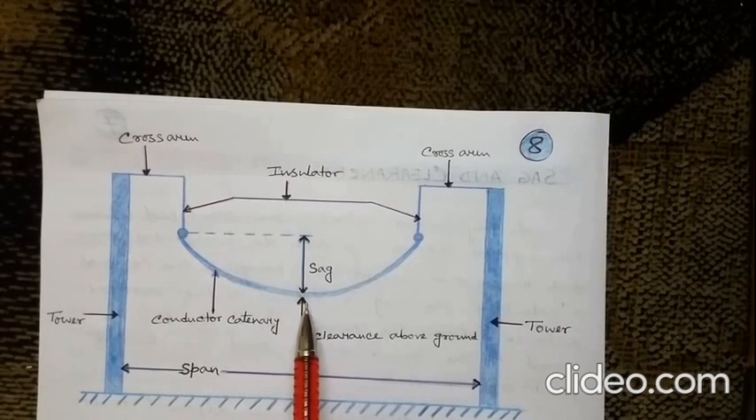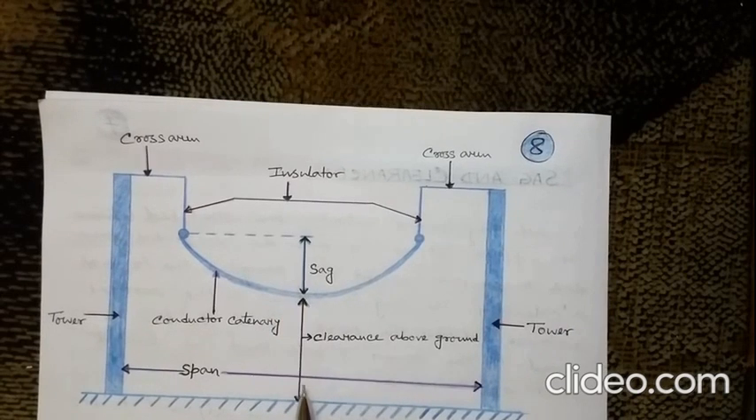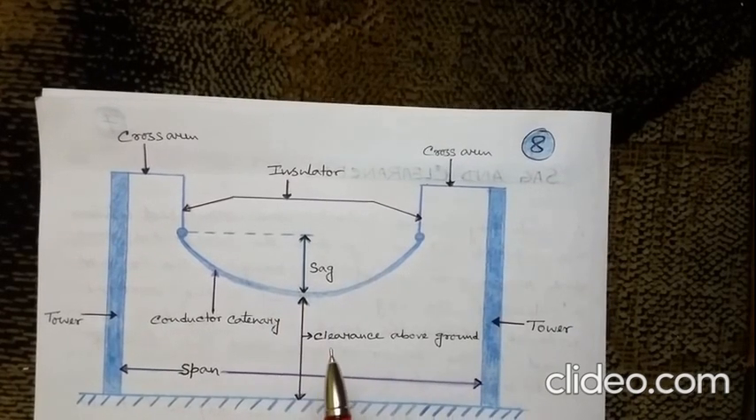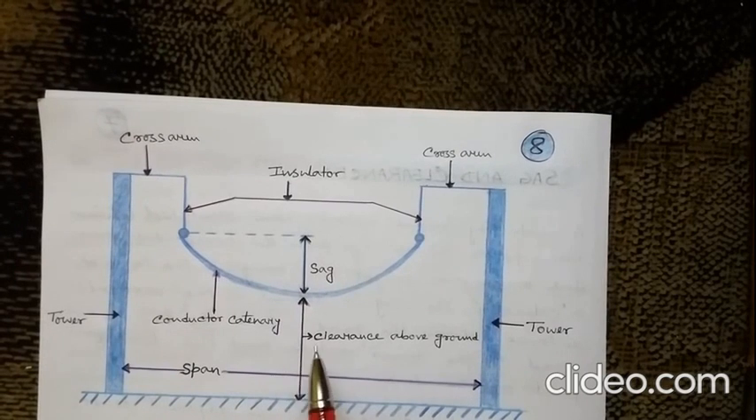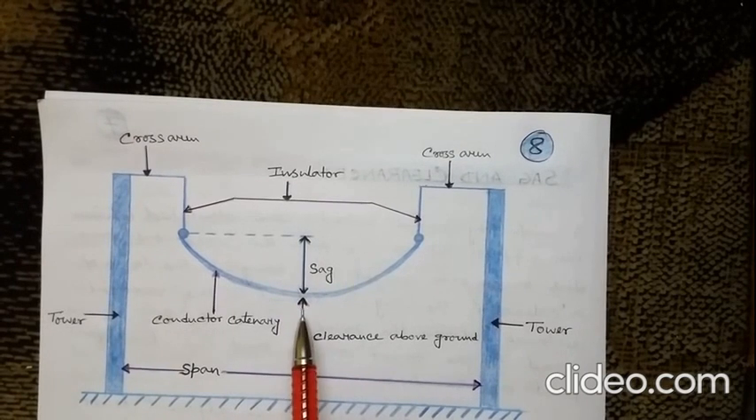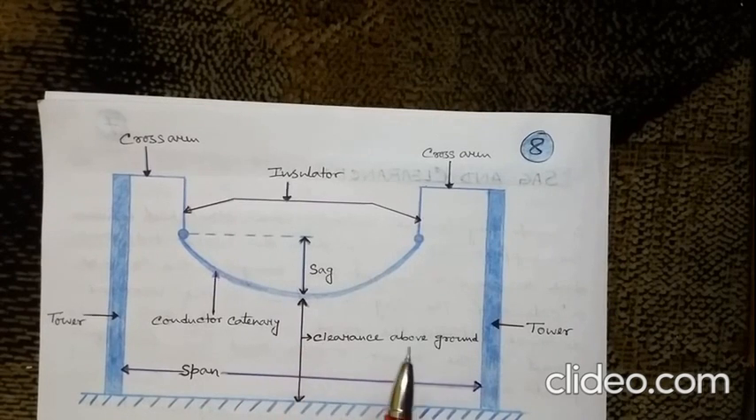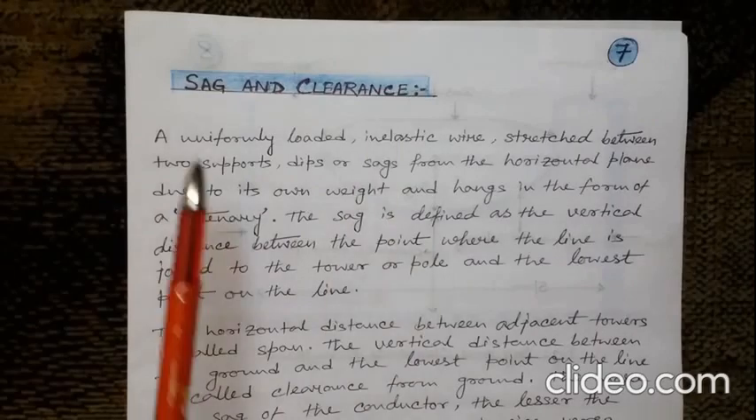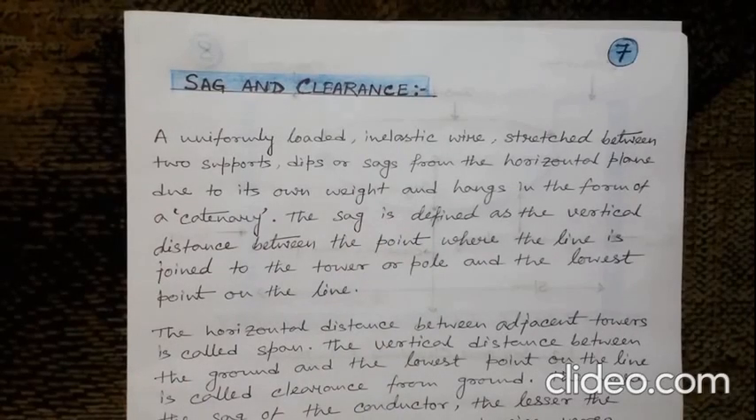The more the sag of the conductor, the lesser the clearance from ground, and vice versa. Now, it is necessary to maintain a certain minimum clearance above ground for the safety of human beings. And this is the figure of sag and clearance from ground. Sag and clearance.